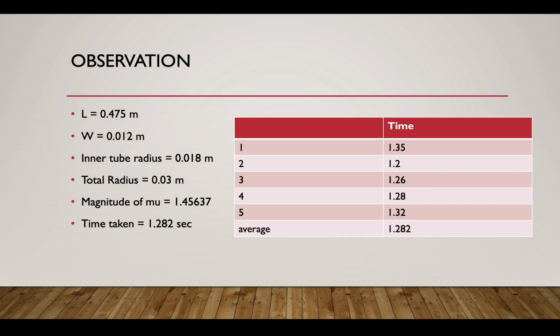The observations from the experiment can be seen in this slide, where the length is equal to 0.475 meters, the width is equal to 0.012 meters, the inner tube radius was approximately 0.018 meters, the total radius was around 0.03 meters, and the magnitude of mu was 1.45637. The average time taken was 1.282. As you can see on the right, I recorded the experiment for each of the trials.